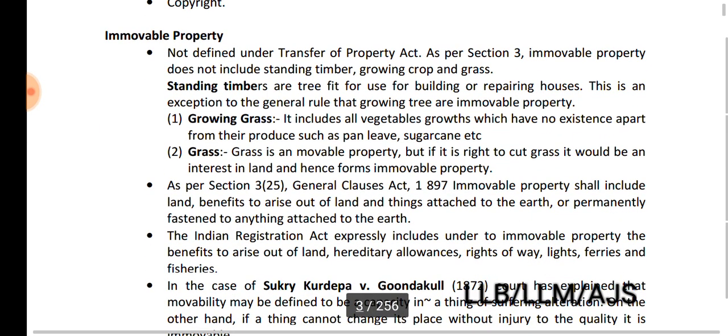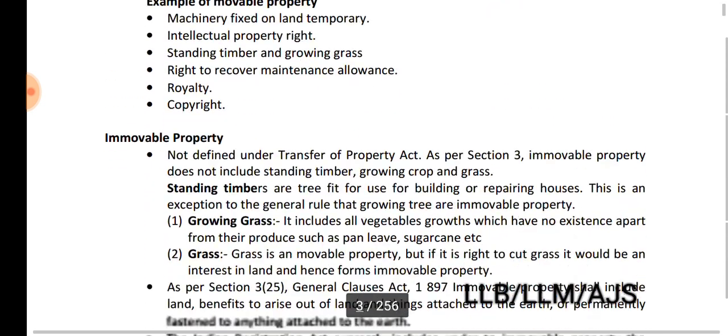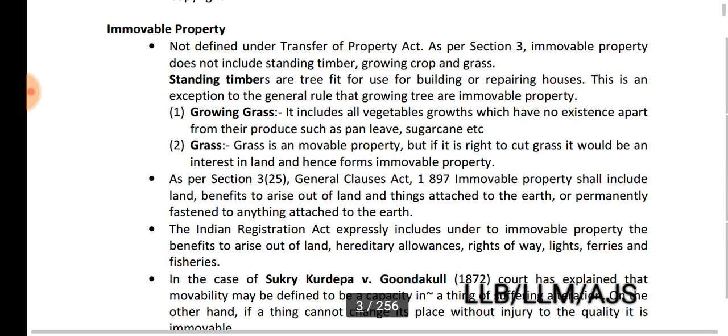Immovable property is not defined under the Transfer of Property Act. As per Section 3, immovable property does not include standing timber, growing crops and grass. Mostly Sections 2 and 3 deal with the definition or interpretation clause, but in the case of the TPA, you have to remember that it is Section 3 and not 2. What it does not include is what is given, that means it excludes standing timber, growing crops and grass. That means standing timber and growing crops and grass are movable property, as we have already found here.